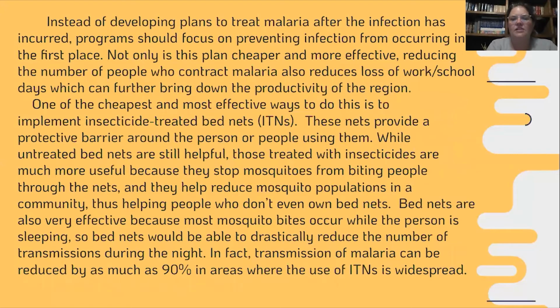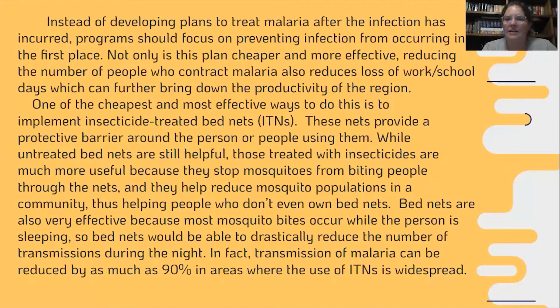Instead of developing plans to treat malaria after the infection has occurred, programs should focus on preventing infection from occurring in the first place. Not only is this plan cheaper and more effective, reducing the number of people who contract malaria also reduces loss of work and school days, which can further bring down the productivity of the region. One of the cheapest and most effective ways to do this is to implement insecticide-treated bed nets, or ITNs. These nets provide a protective barrier around the person or people using them.